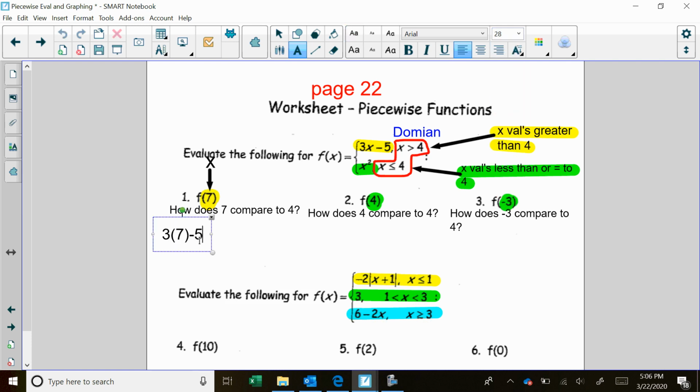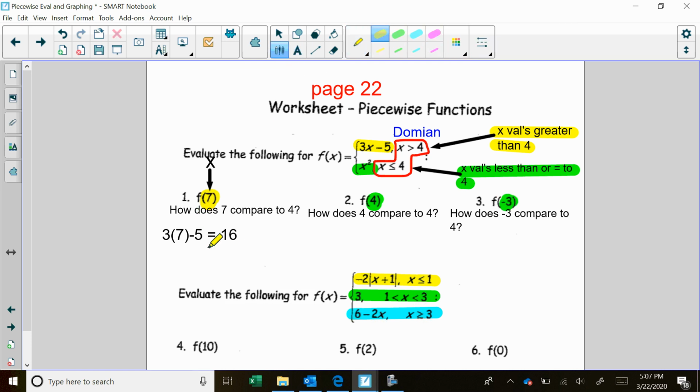Okay, now it's our job to evaluate that. In other words, grab your calculator, make the calculation. This is 3 times 7, which will be 21. We'll take 5 away. So that equals 16, and that is our answer. That is the evaluation of 7 in that function. So that's our answer right there.